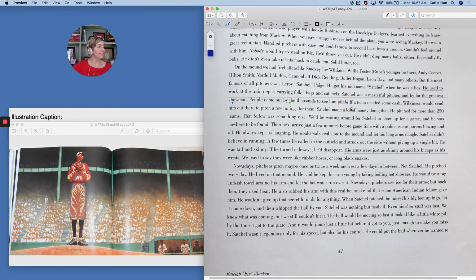I'm going to reread this section. Satchel was a masterful pitcher and by far the greatest showman. People came out by the thousands to see him pitch. We can surely see the illustration supports the text, that there are lots of people that want to see this amazing baseball player play.